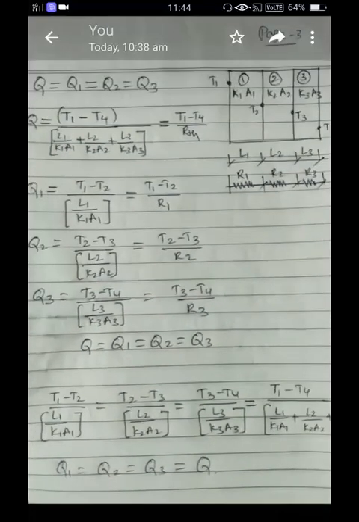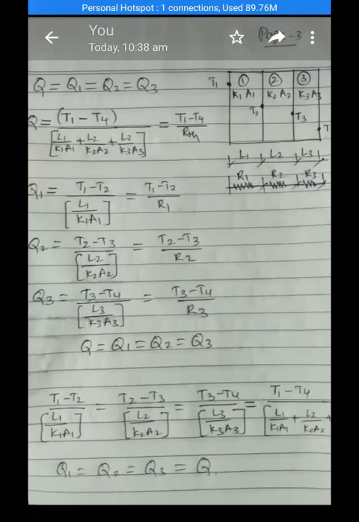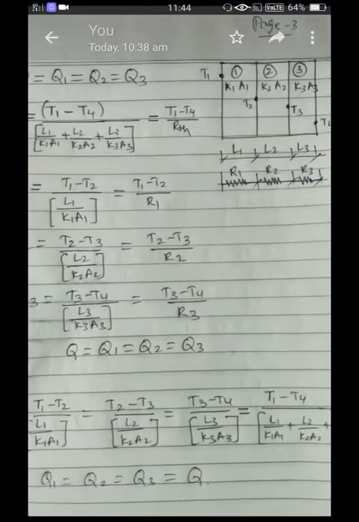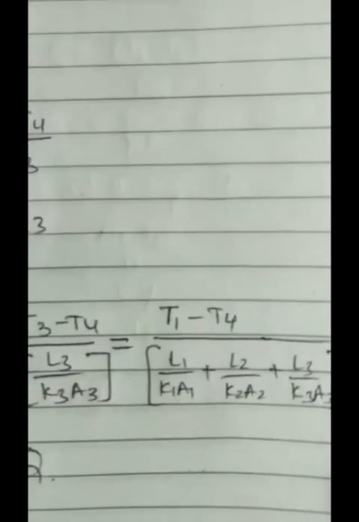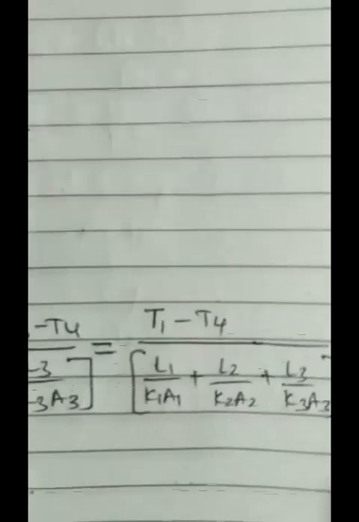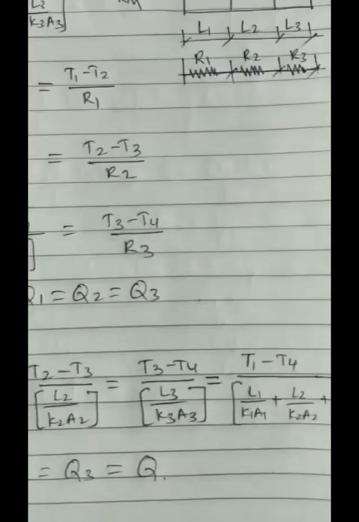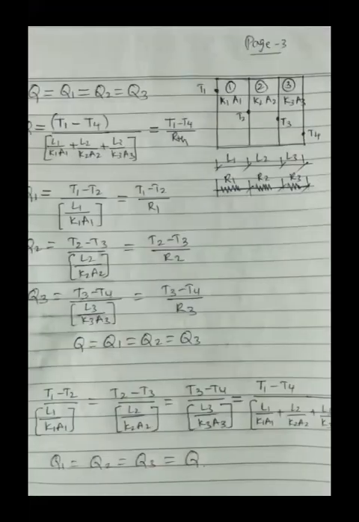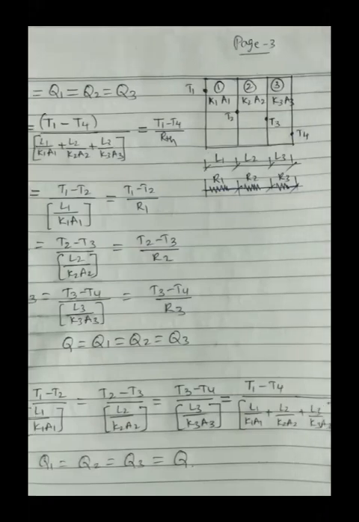The value of Q I have written on the extreme right side here. This is T1 minus T4, the rate of heat transfer throughout the composite wall. This is nothing but capital Q. Now please analyze this. The rate of heat transfer through the entire wall is T1 minus T4 divided by the total thermal resistance offered by the composite wall.